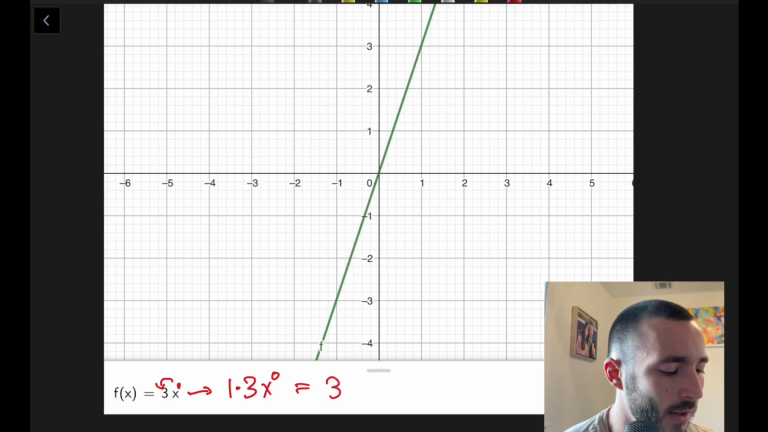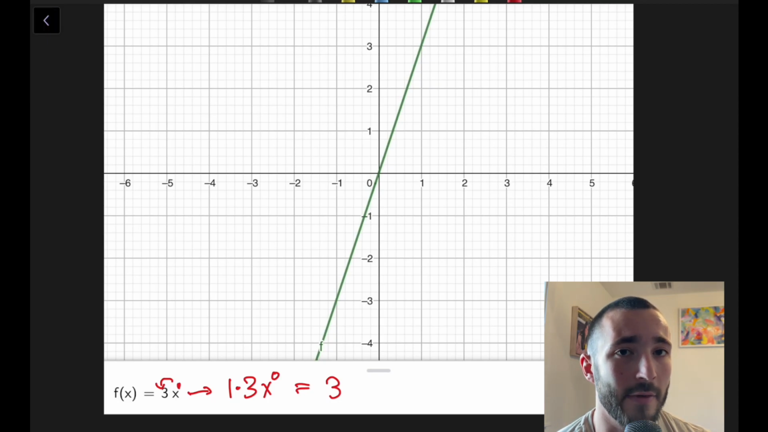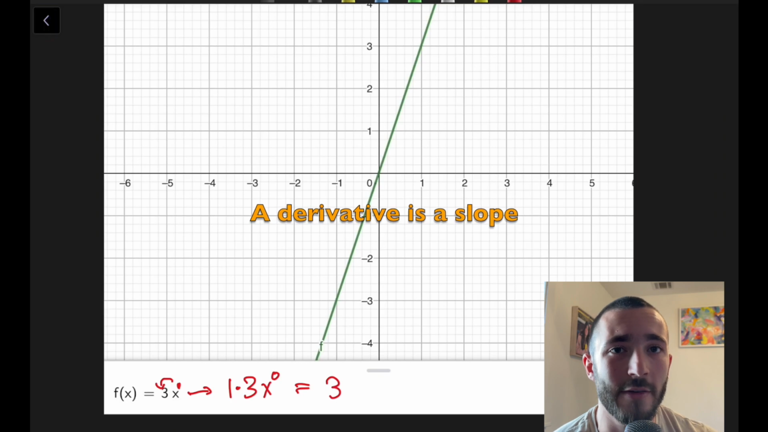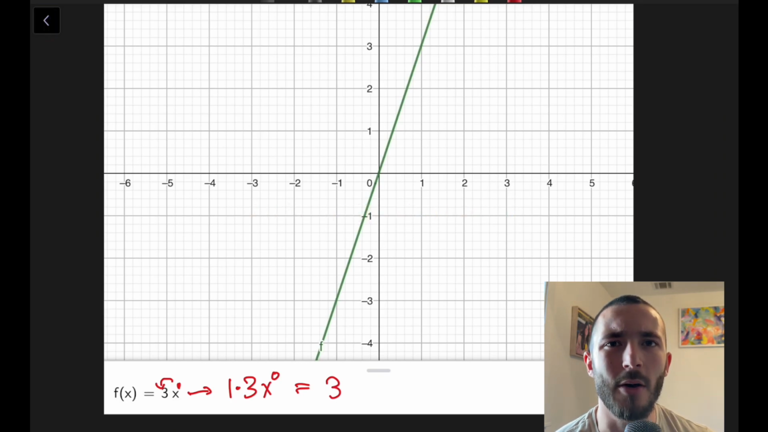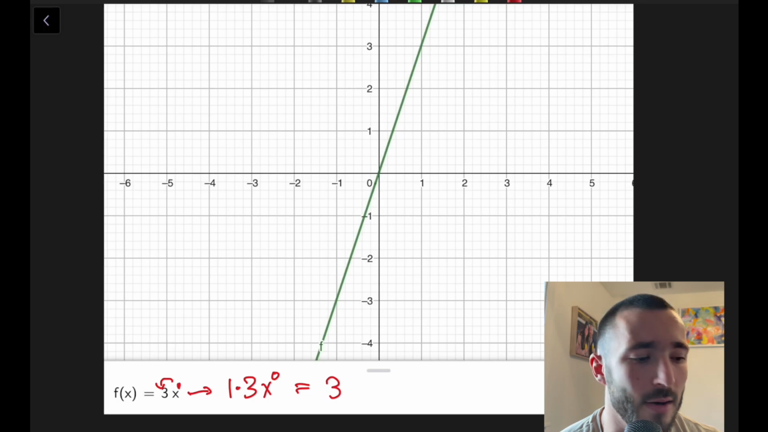And what that tells me is that this graph has a slope of 3. That's all a derivative is. It's just a slope. We probably already knew that this graph had a slope of 3, and that should reassure us that this process is working. Now let's jump into another example that's a little bit trickier.